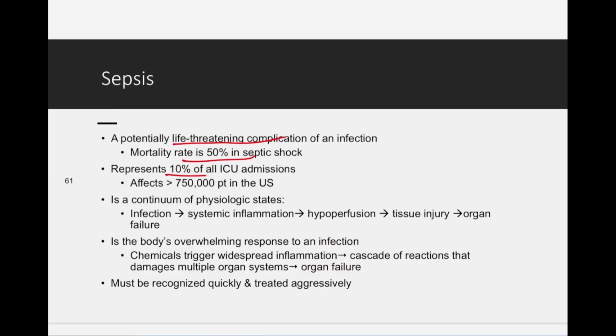And then finally, if enough time has gone on with lack of perfusion, the organ will start to fail. So when you start getting end organ failure in a septic patient, that is not a good sign. That means the organ is starting to fail, and not going to work anymore. And it's the body's overwhelming response to an infection. So we normally have a certain response. In sepsis, they have a very heightened response, kind of overboard. It can damage multiple organ systems, leading to organ failure. It must be recognized and treated aggressively and quickly. Sepsis you can't wait on. You've got to treat them real fast.